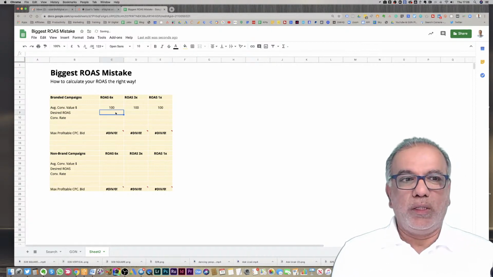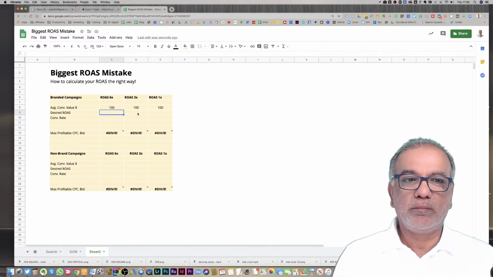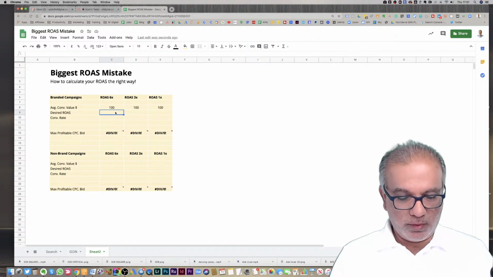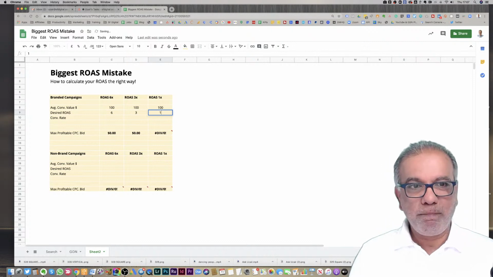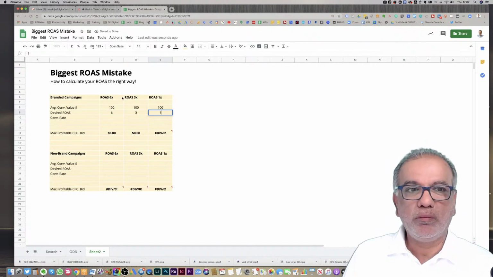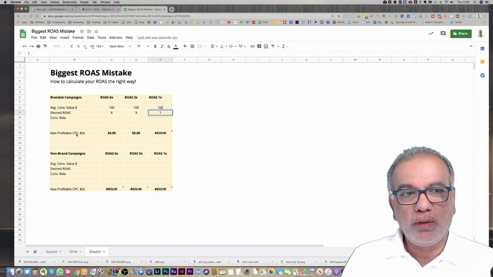Then what we want our ROAS to be, the desired ROAS. So we've got 3 columns here. One is for 6x, 3x, and 1x. So we're going to put in 6, 3, and 1. Now you can change these if you want. That's not a problem. And then you can work out your maximum profitable CPC bid.